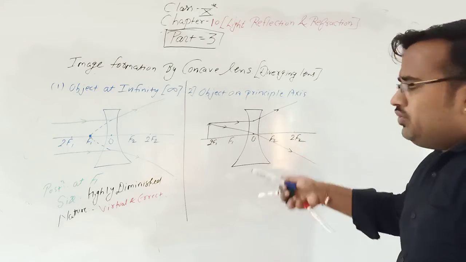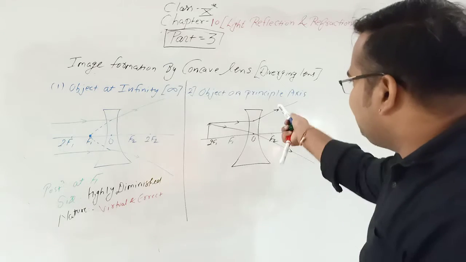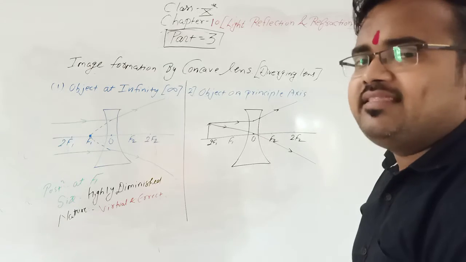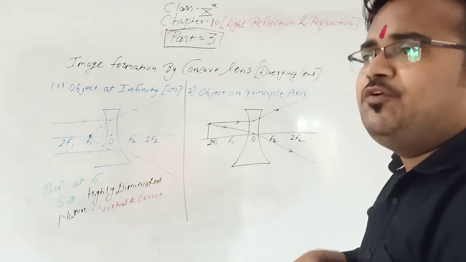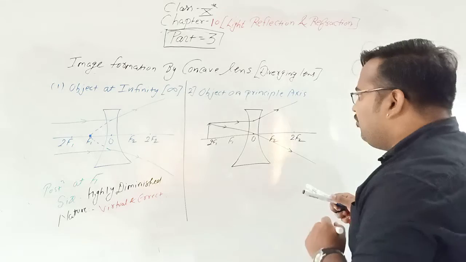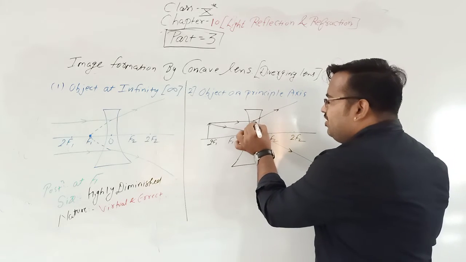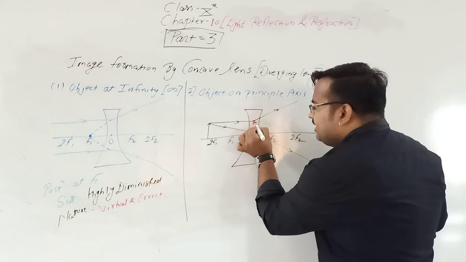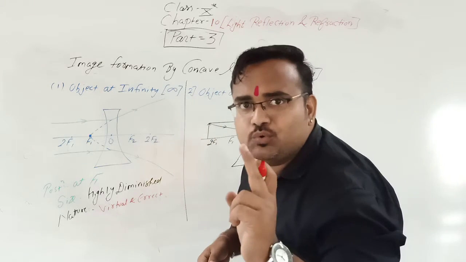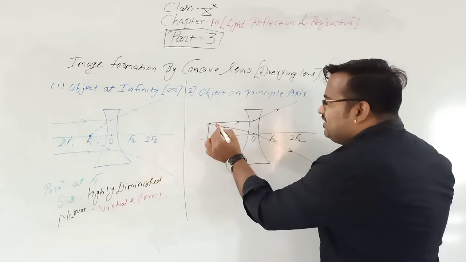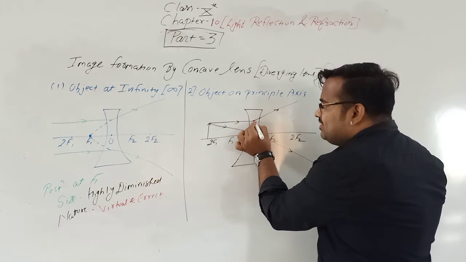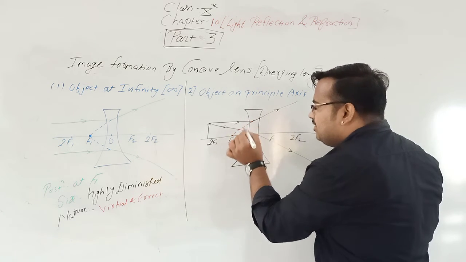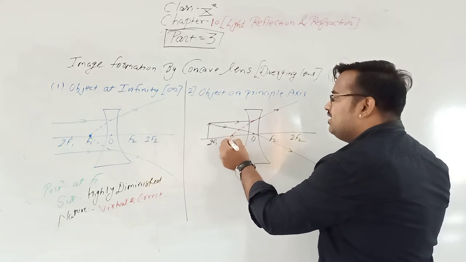Now, these two are also diverging rays. So will the image form or not? No. An actual image, that means a real image, will not form. We have to produce the virtual image. So we will produce this diverging ray towards the focus according to our first rule. If the incident ray is parallel to the principal axis, then the refracted ray passes through the focus.